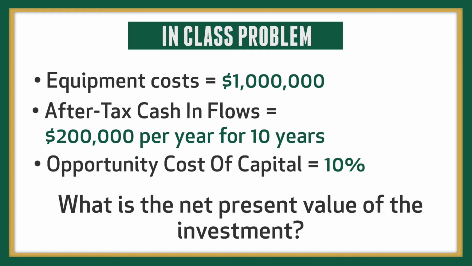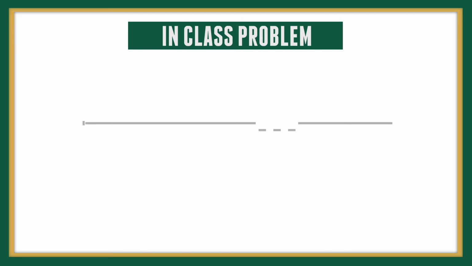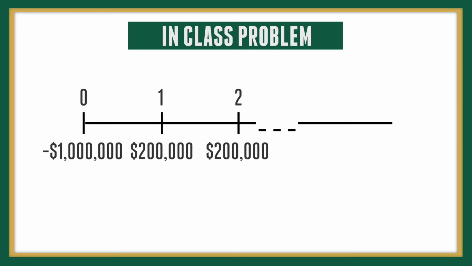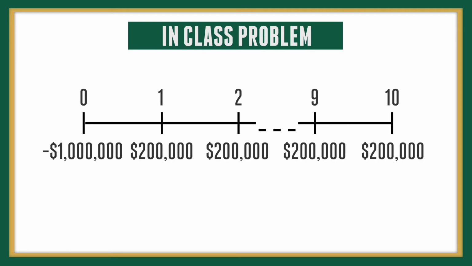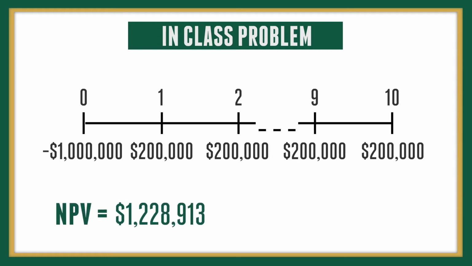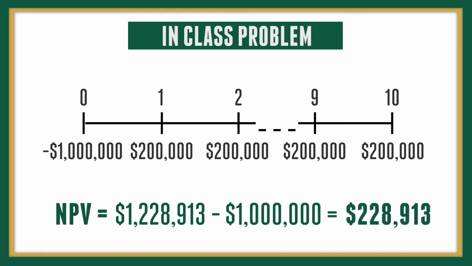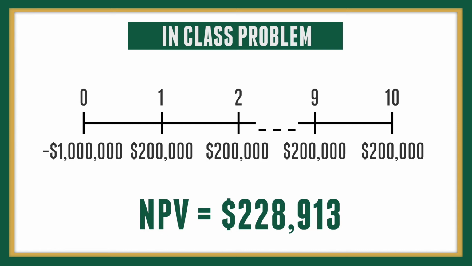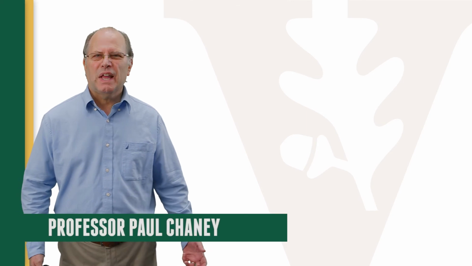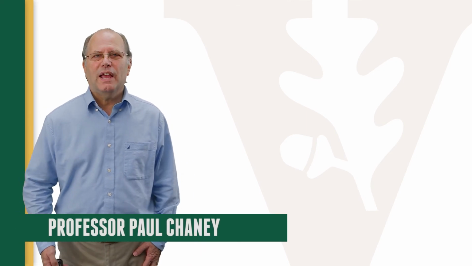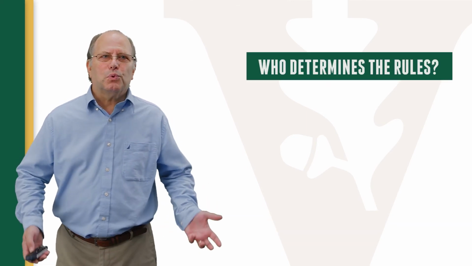To calculate the NPV longhand, we would need to discount each of the 10 cash flows back the appropriate number of years at the 10% annual interest rate to arrive at the present value, and then subtract the $1 million to arrive at the NPV. For this example, the net present value is $228,913.